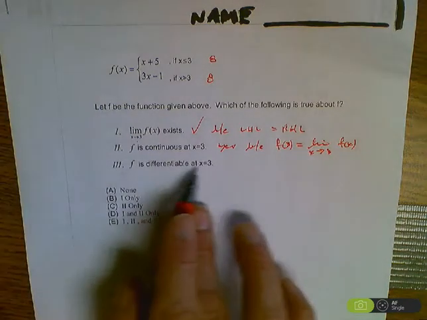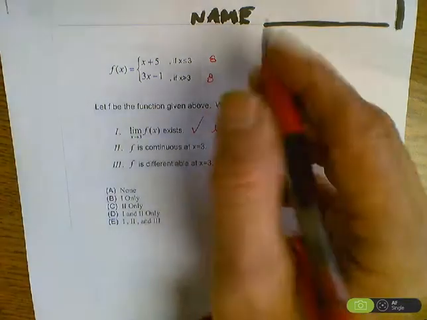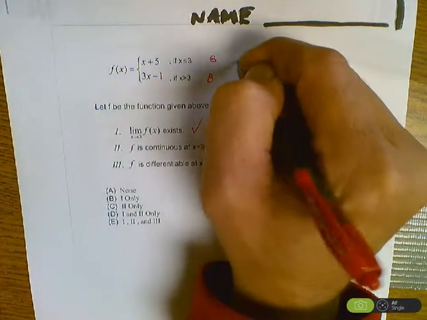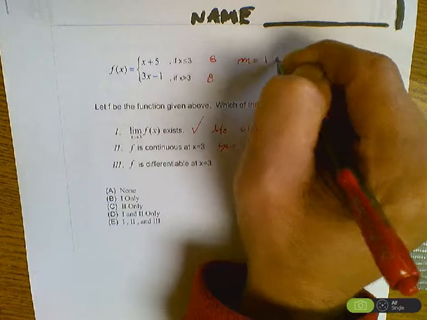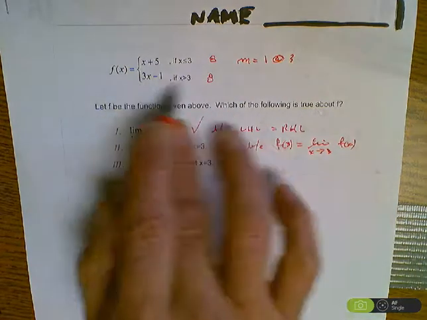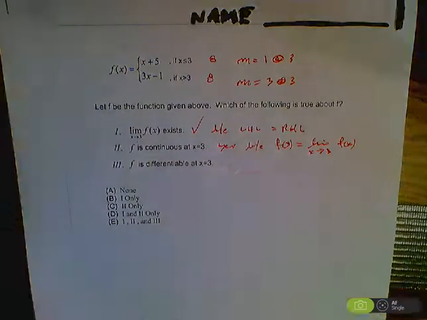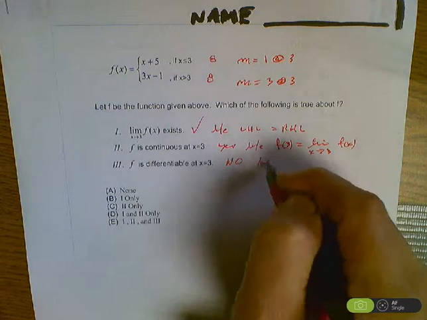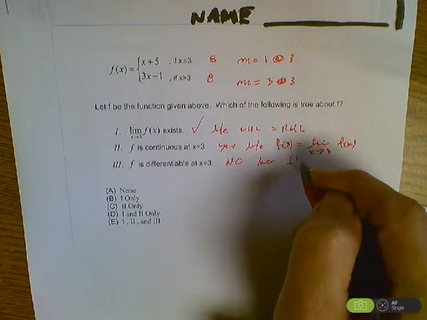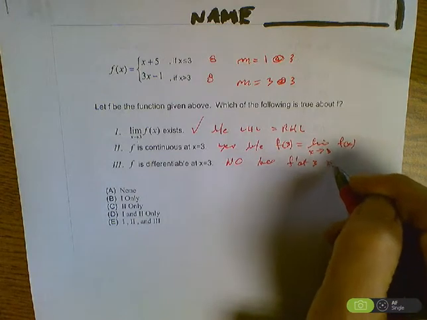Third, is f differentiable at x equals 3? To do that, we have to determine, does the slope from the left equal the slope coming from the right? So we're looking at m. Here m is equal to 1 at 3, because we're taking the derivative. And here, m is equal to 3 at 3. So this would be no, because f prime at 3 from each side don't equal each other.